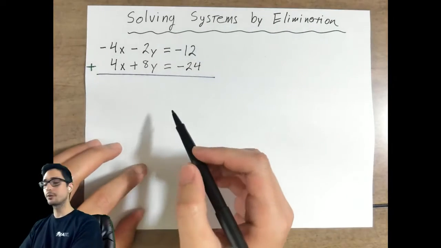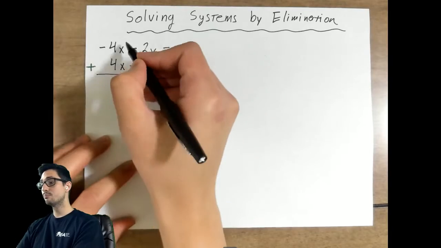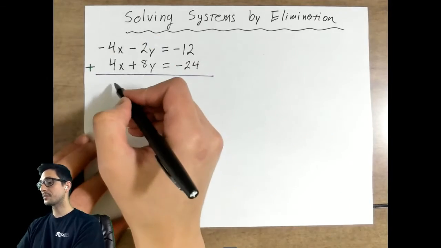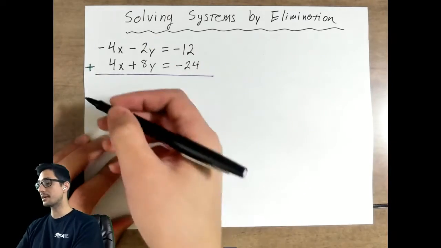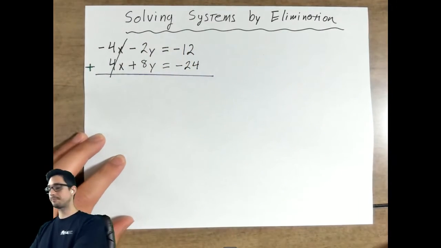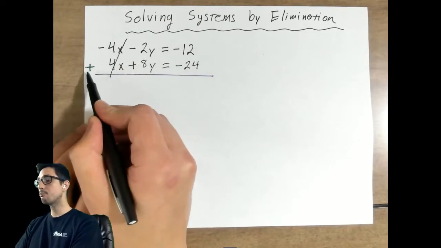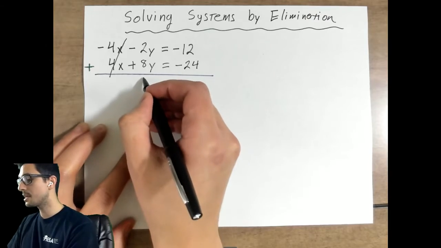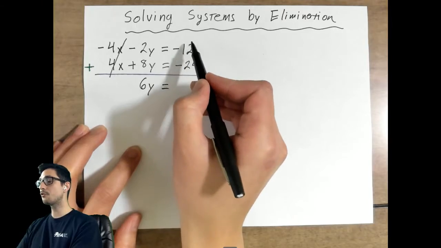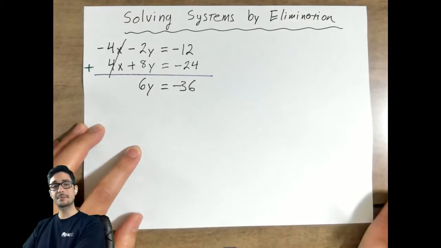First things first, -4x plus 4x, what happens here? Those cancel out. There's nothing here. That's 0x, so I can just cancel it out. It's gone. Okay, but here's the next part. This -2 plus a +8 is going to be +6y, equals, think about this, a -12 plus a -24. In this case, we have -36.